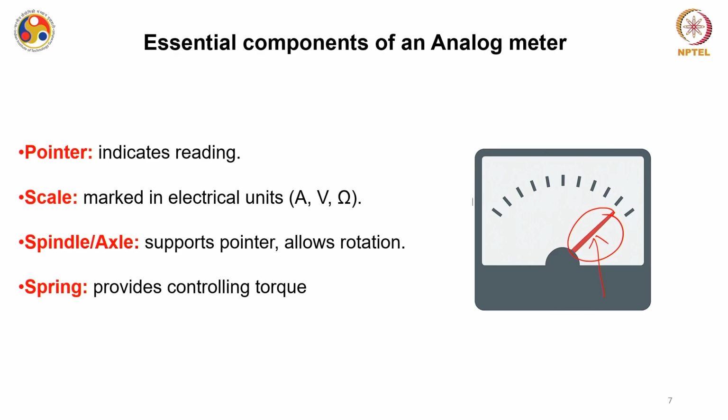Then I will have a scale which will be marked in electrical units. It can be current, in terms of ampere; it will be in volts if it is a voltmeter, or in terms of ohm if it is an ohm meter. I will also have a spindle which will support the pointer and allow its rotation. This will be something like this, and the pointer will be attached here so that the movement is possible. Then we will require a spring which will provide the controlling torque.